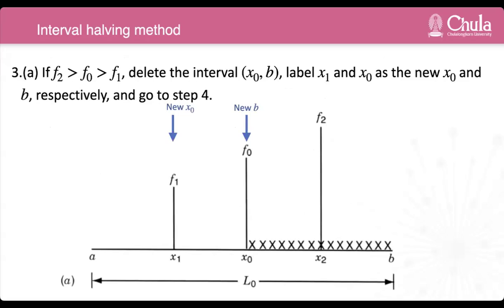You have A and B, right? Half of it is x0. You evaluate f0, and the midpoint between A and x0, we label x1 and evaluate the objective function, so it is f1. And the midpoint between x0 and B is x2. We evaluate the objective function at x2, we call it f2. And if the results look like this, what are we going to do next?